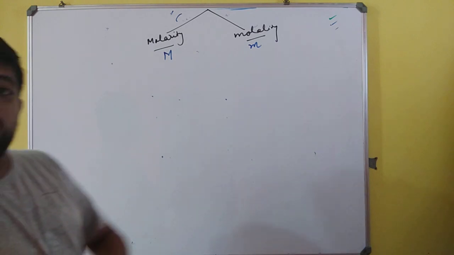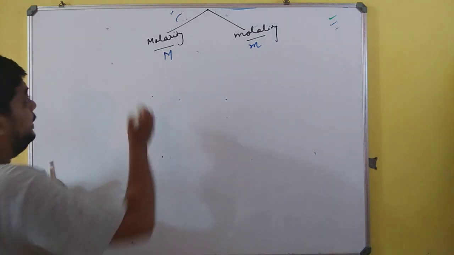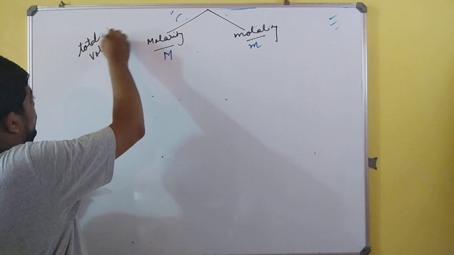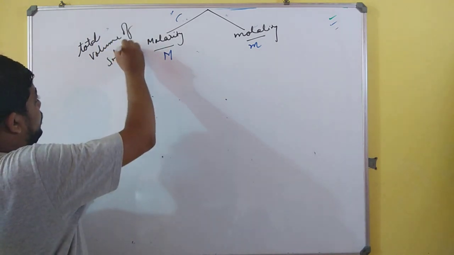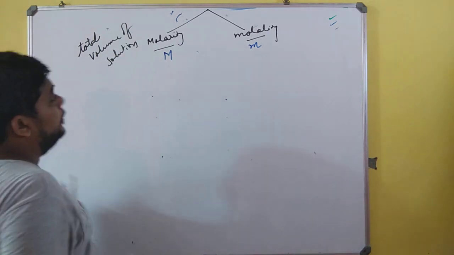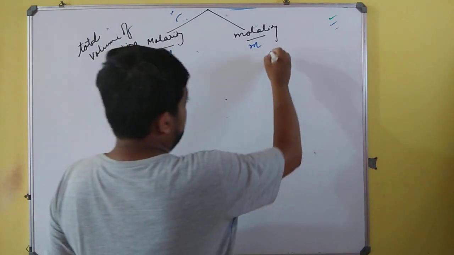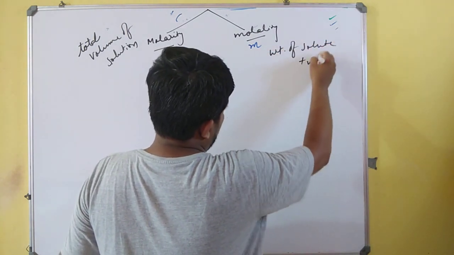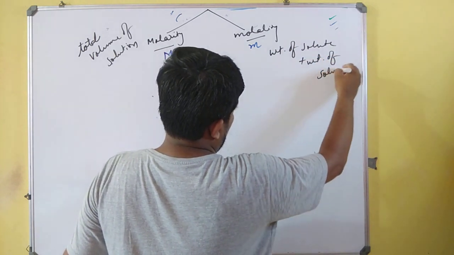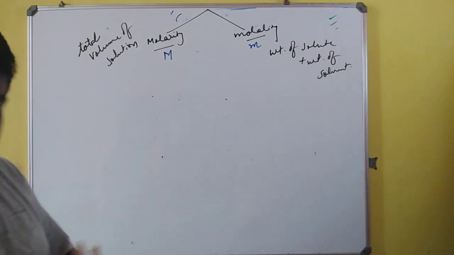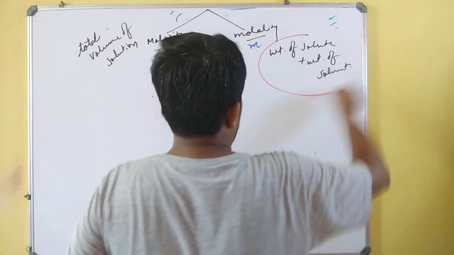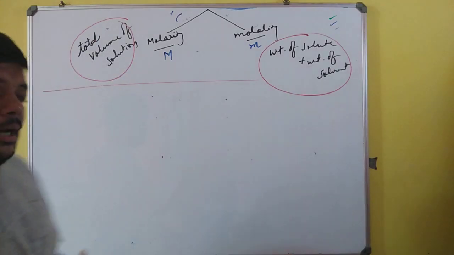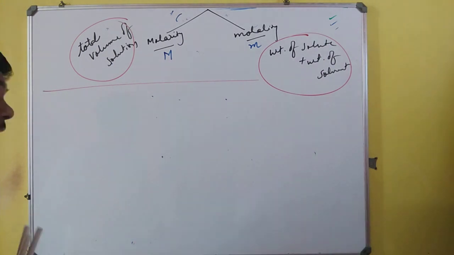Molarity refers to the total volume of solution, whereas molality refers to weight of solute plus weight of solvent. This is the difference between both. Now, keeping all these things in mind, let us start with the numericals of molality.